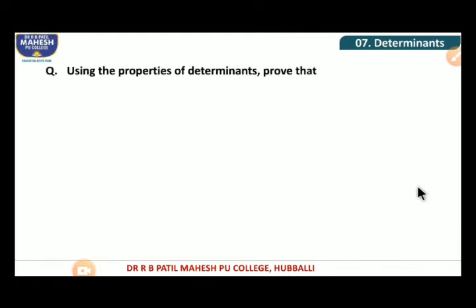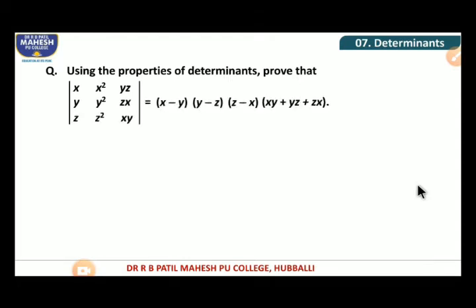The next question will be, using the properties of determinants, prove that the determinant x square, yz, y square, zx, z square, xy is equal to (x minus y) into (y minus z) into (z minus x) into (xy plus yz plus zx). So here we have to observe the RHS part, so that depending on these terms, we can do the operations in this given determinant. Let delta be the given determinant, write it as it is.